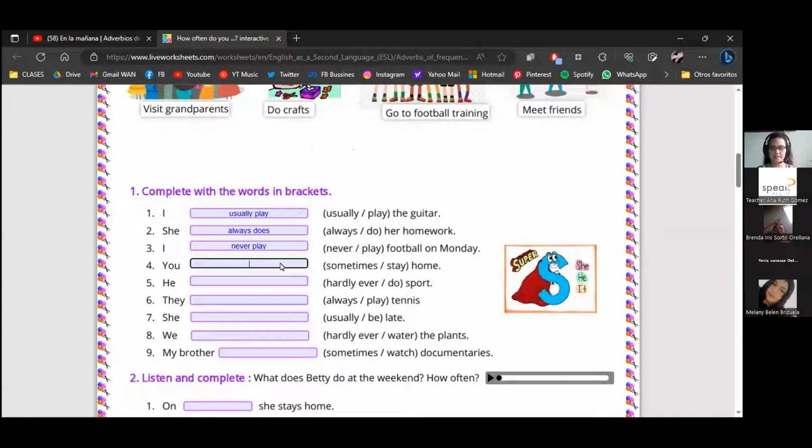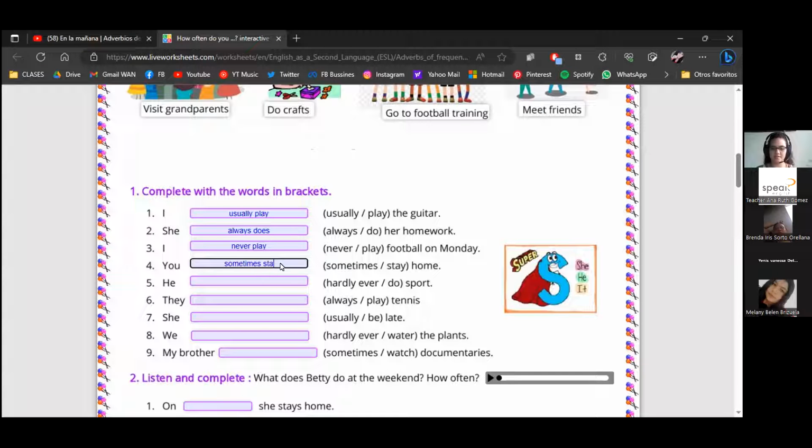Very good. I want to check. She always does. Third person singular. Very good. She always does. Perfect. Continue. Okay. Pero siempre sería, dije, sería la palabra. Sí, es que primero va el frequency adverb y después el verbo. Okay. First, the frequency adverb, and after that, the verb.